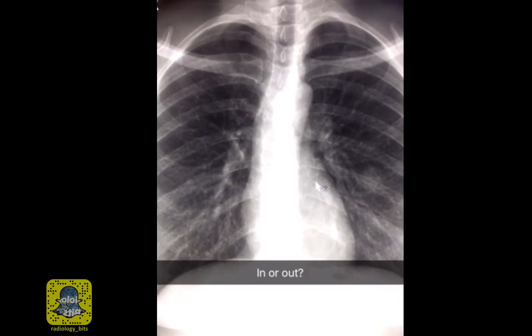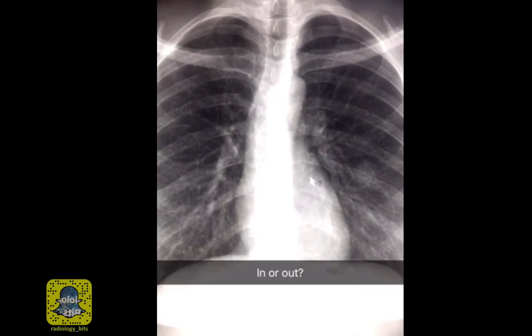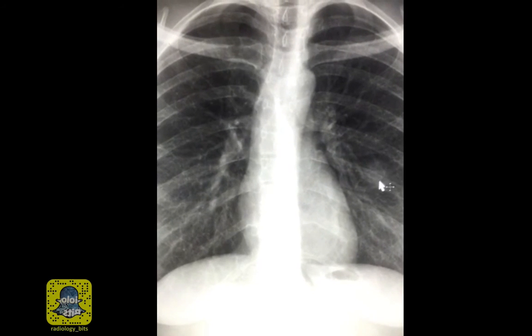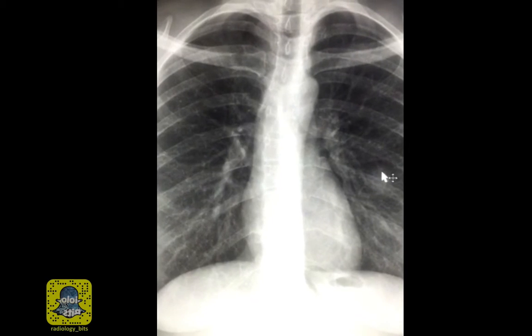What we need to remember here is that an opacity seen in one view may not be within the lung. The possibilities are even more than that. This abnormality may be a parenchymal lesion, but it could also be a pleural, subpleural, or chest wall finding.